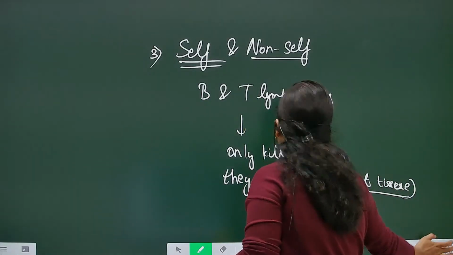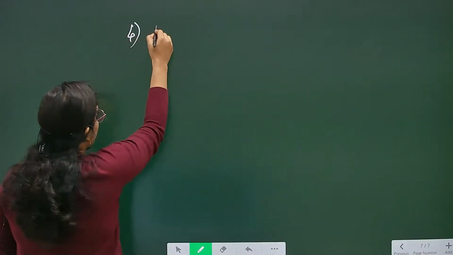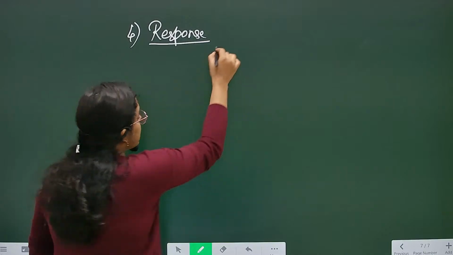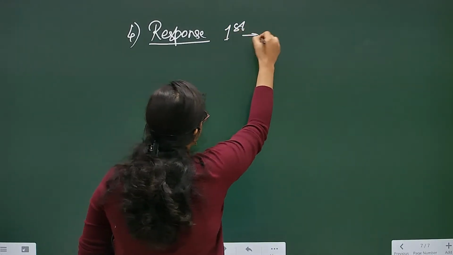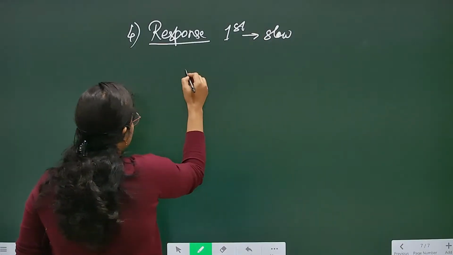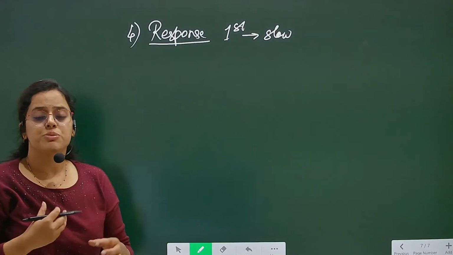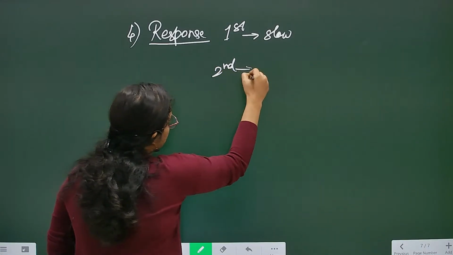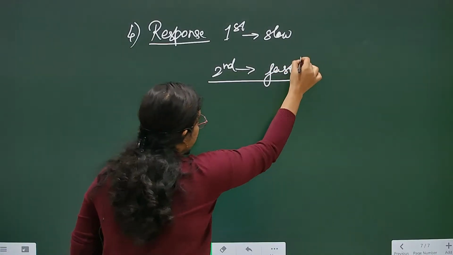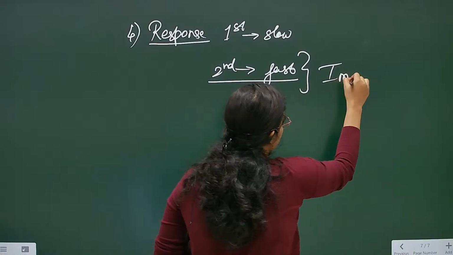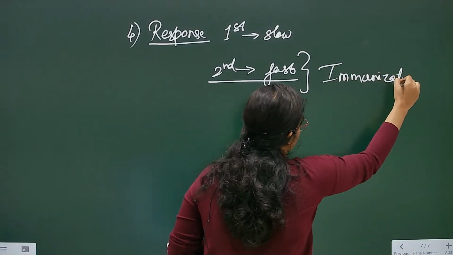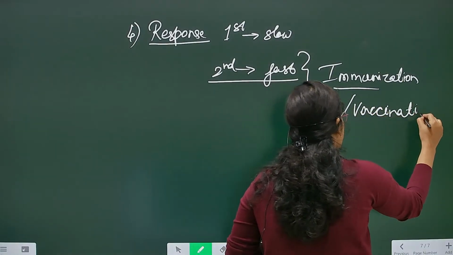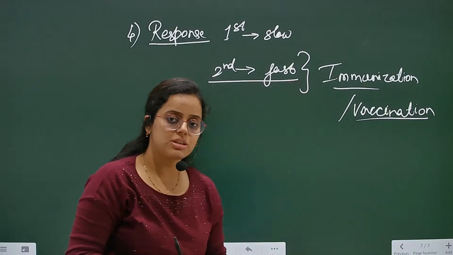And the immune response is specific, I agree, but the first response will be slow, and if the bacteria is infecting the body again, for the second time the response will be faster. This technique is used in immunization or vaccination. We use the term vaccination very widely, right? So what is vaccination, that we are going to learn now.